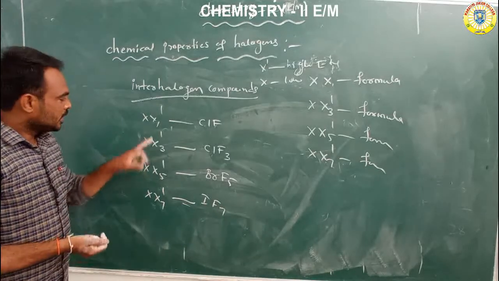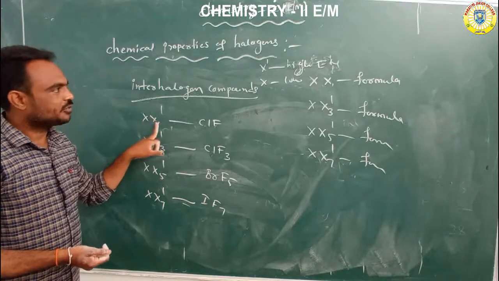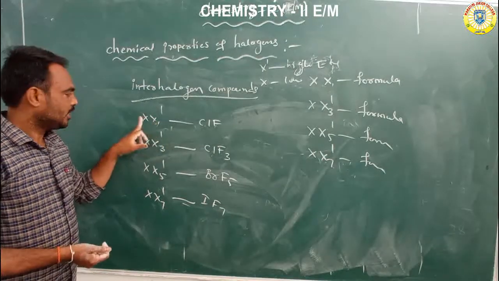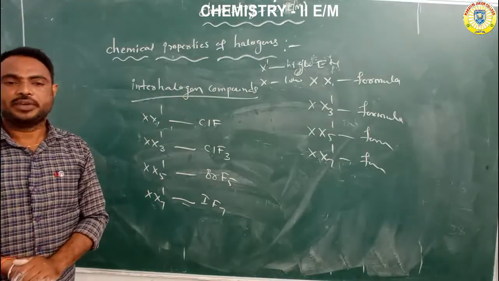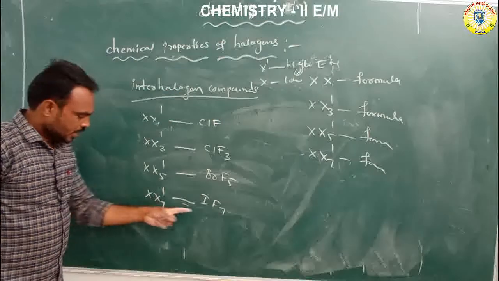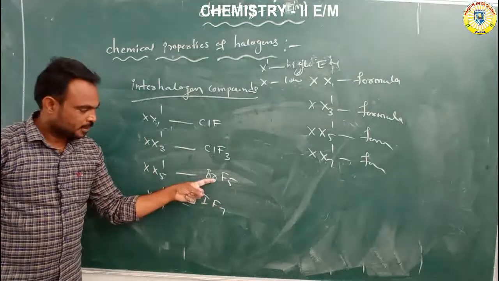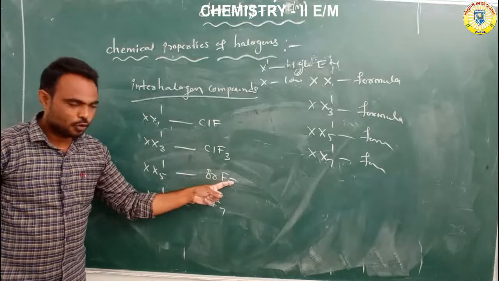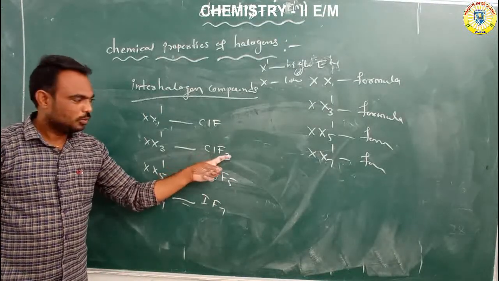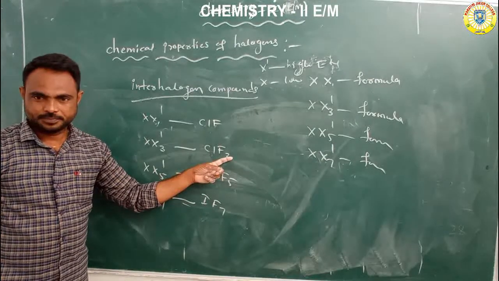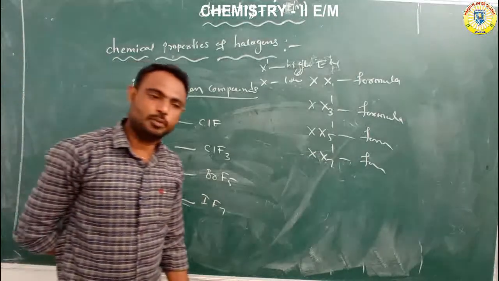Already we know that. X' is very high electronegativity, X is the very low electronegativity element. Suppose here iodine is very low, fluorine is very high. Bromine is very low, fluorine is very high. Or suppose chlorine is low, fluorine is high. So they are all interhalogen compounds.